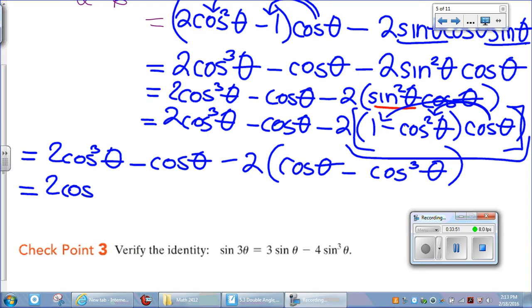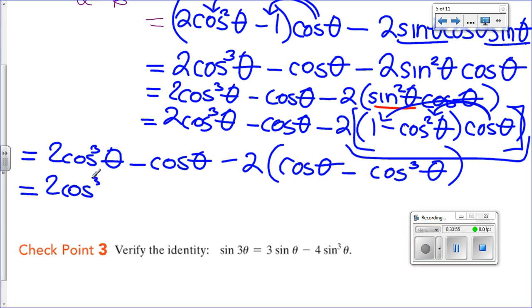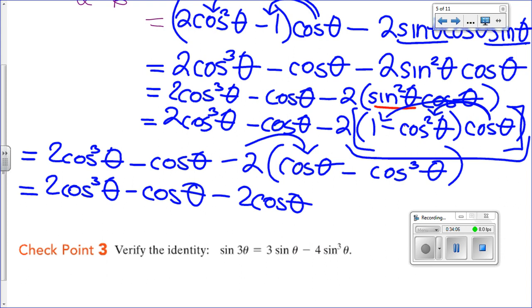Okay, so we missed a couple of steps because I was checking my work with the book, but it is correct, so we were on the right track. So here I'm going to distribute the 2 cosine theta, and then -2, that's important, times negative cosine cube theta, so that will be positive 2 cosine cube theta. Okay, now we just got to combine like terms.